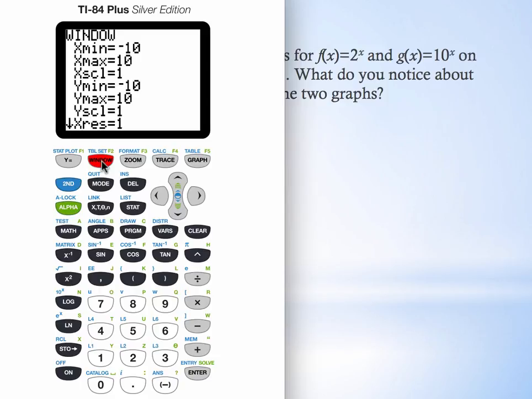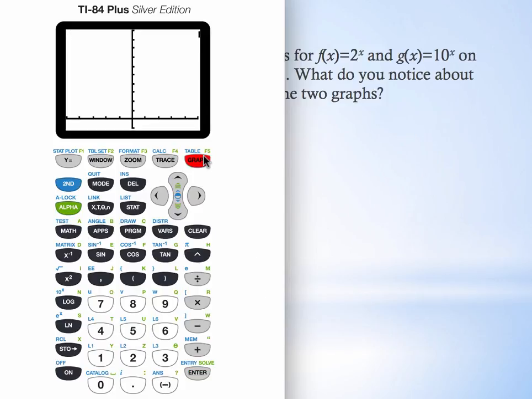I'm going to go to window and type in the window that was given to us. So we had negative 5 to 5. We're going to count that by 1. And then we had negative 5 to 50. And we're going to count that by 5s. So there's my 2 to the x. And there's 10 to the x. So again, we could also see graphically how the 10 to the x function is going to increase much faster.